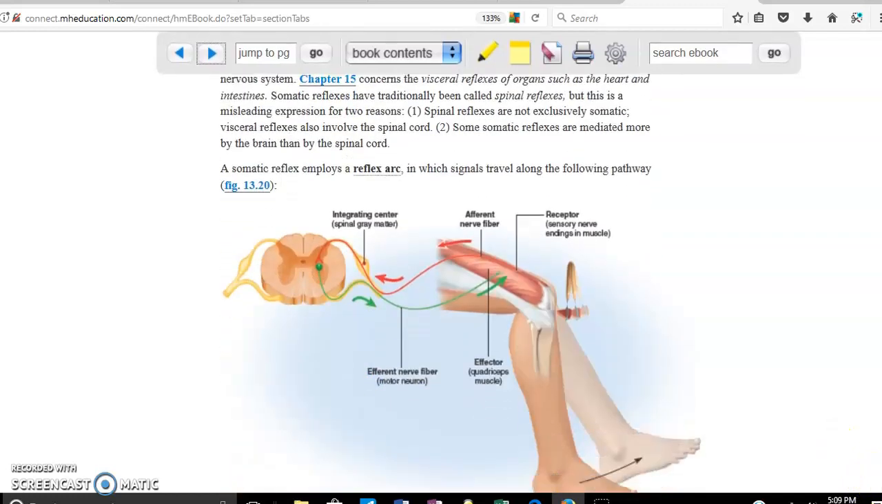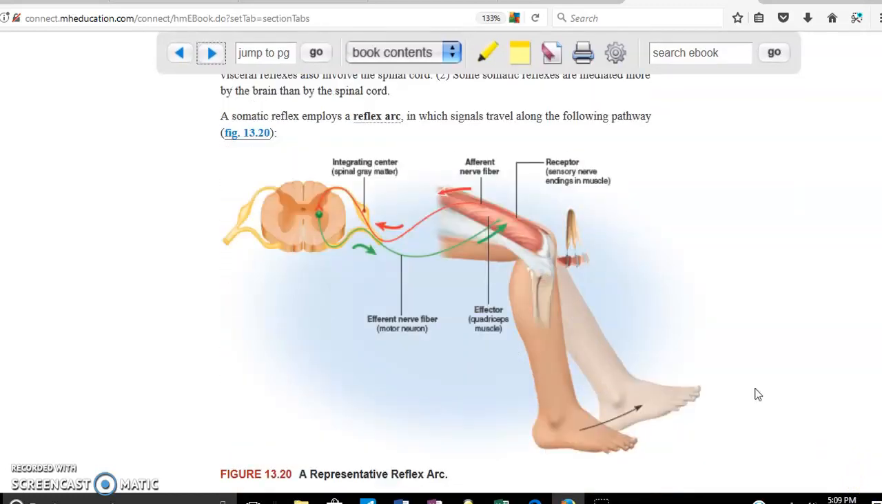In the case of reflexes, the brain doesn't work. What works in a reflex is the spinal cord. The reflex forms something called a reflex arc, which has different parts. The first part is the receptor. The second part is the sensory nerve, here in red. The third part is the spinal cord. The fourth part is the motor nerve. The fifth part is the effector.